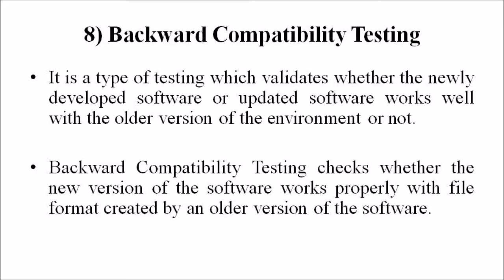Eighth one is backward compatibility testing. It is a type of testing which validates whether the newly developed software or updated software works well with the older version of the environment or not. Backward compatibility testing checks whether the new version of the software works properly with the file format created by an older version of the software. It also works with the data tables, data files, and data structures created by the older version of that software. So this backward compatibility testing ensures whether the updates are working correctly on the system.